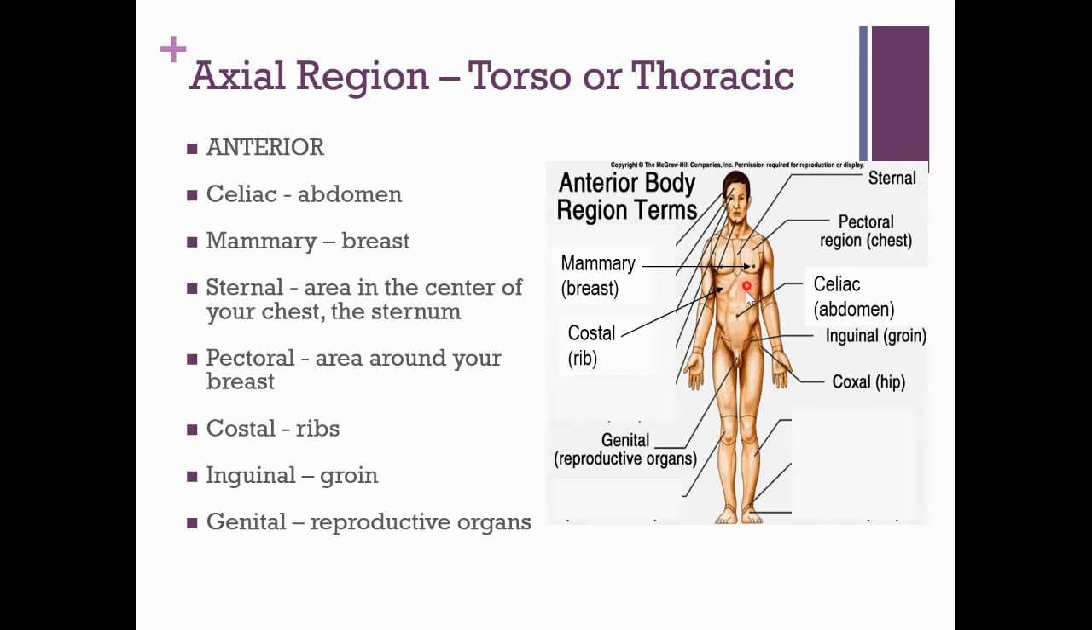And that torso or thoracic region is going to be the celiac, which is the abdomen, mammary, which would be the breast, sternal, the area in the center of the chest where the sternum is, pectoral is the area around the breast, costal is the ribs, inguinal is the groin, and then genital would be your reproductive organs. Now, last one, the coxal, is the hip.